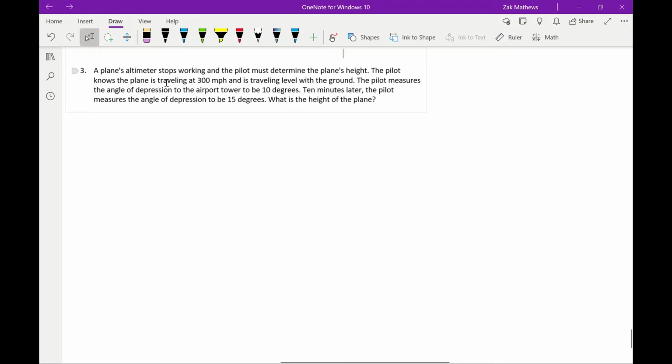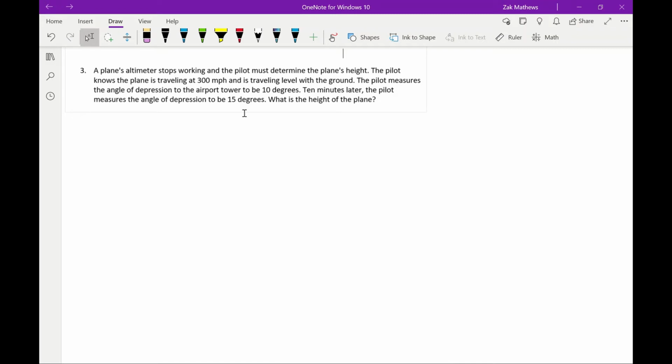The plane's altimeter stops working and the pilot must determine the plane's height. The pilot knows that the plane is traveling at 300 miles per hour and is traveling level with the ground. The pilot measures the angle of depression to the airport tower to be 10 degrees. 10 minutes later, the pilot measures the angle of depression to be 15 degrees. What is the height of the plane?